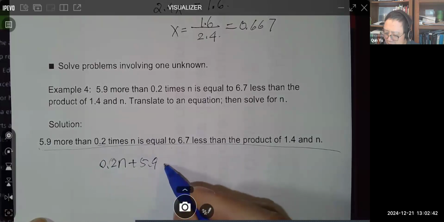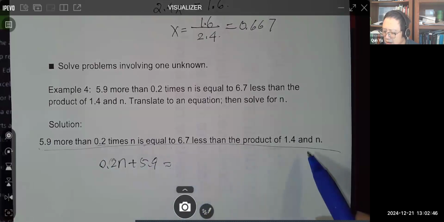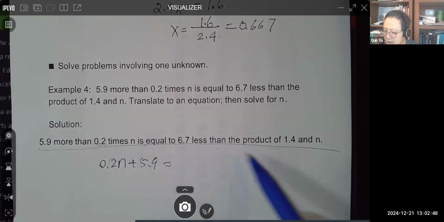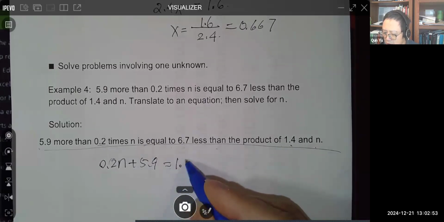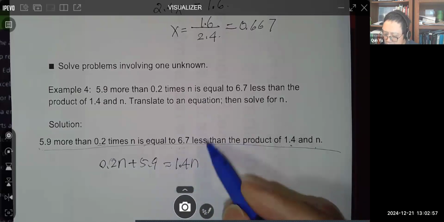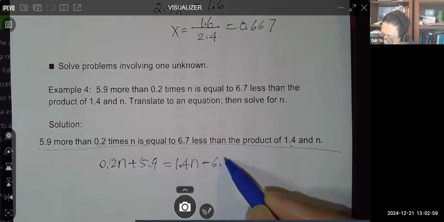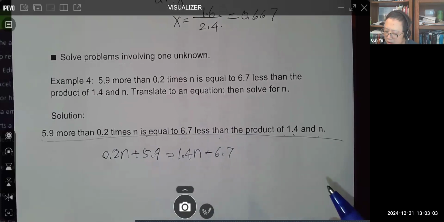So the right-hand side is 6.7 less than the product of these two. The product of these two is 1.4 times n. 6.7 less than that means you have to subtract 6.7. Now we just translate it into an equation. Now time to solve it.